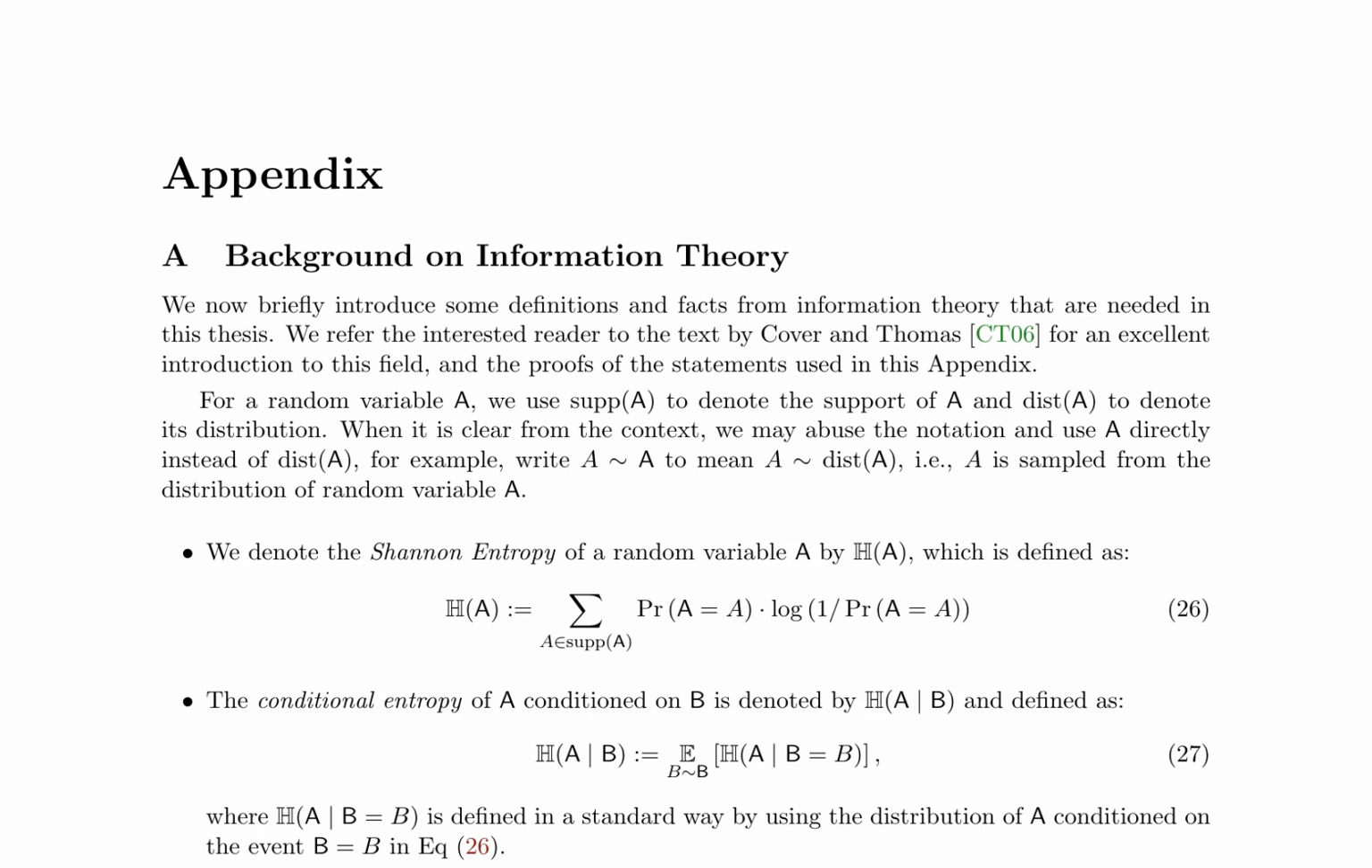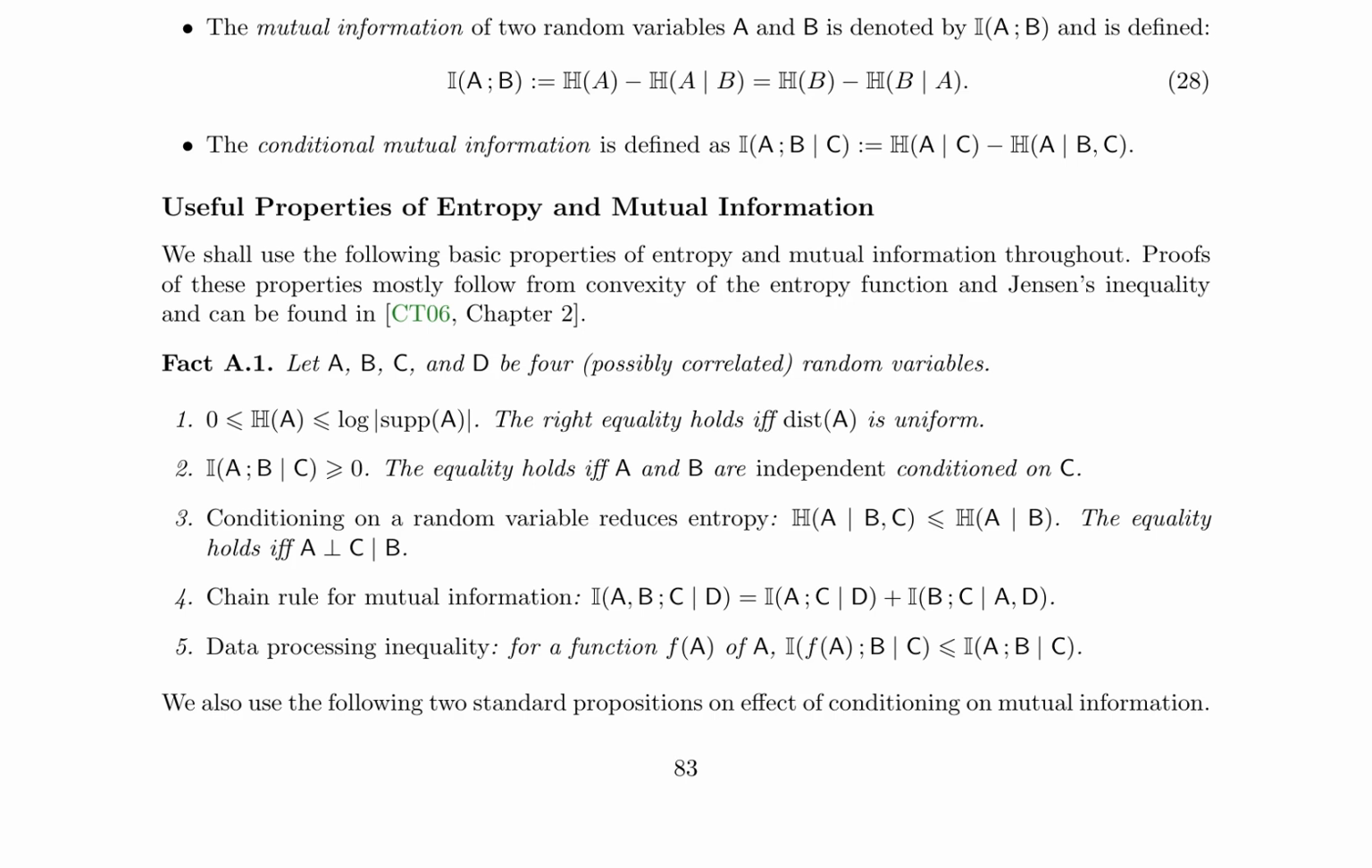Several key properties of entropy and mutual information are essential for understanding relationships between random variables. These include the non-negativity of conditional mutual information, the reduction of entropy by conditioning, the chain rule for mutual information, and the data processing inequality.